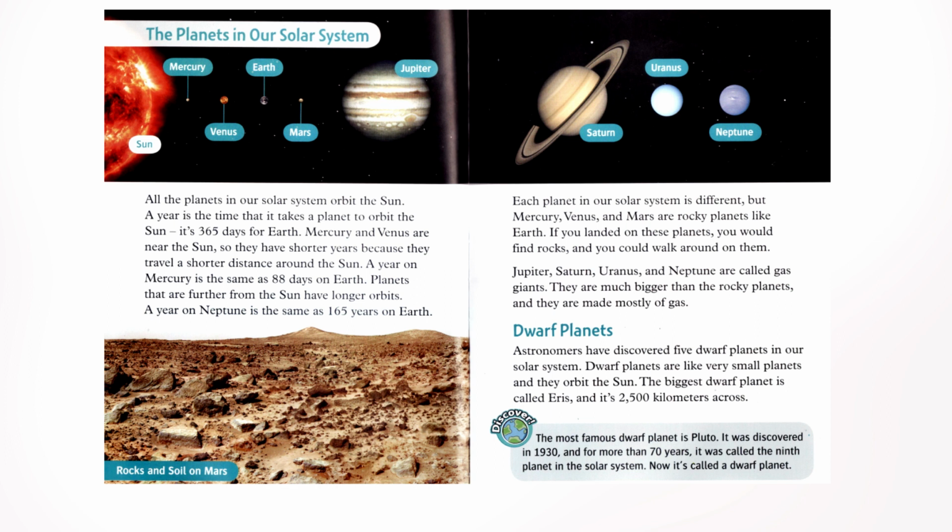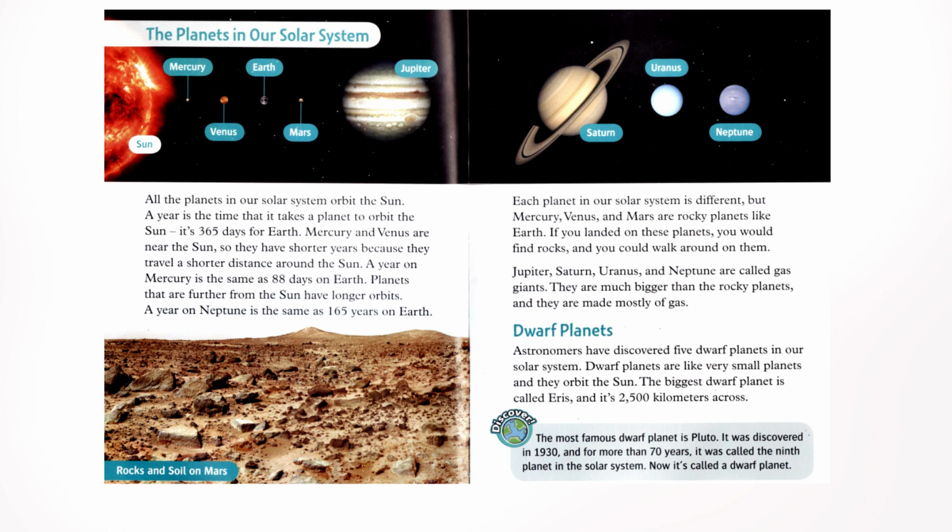Dwarf planets. Astronomers have discovered 5 dwarf planets in our solar system. Dwarf planets are like very small planets, and they orbit the sun. The biggest dwarf planet is called Eris, and it's 2,500 kilometers across.